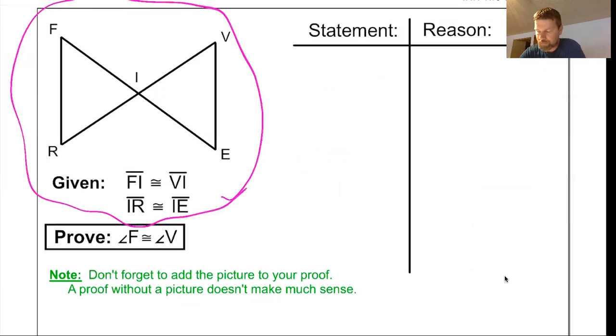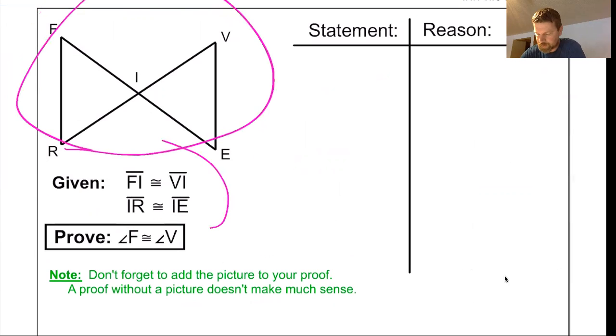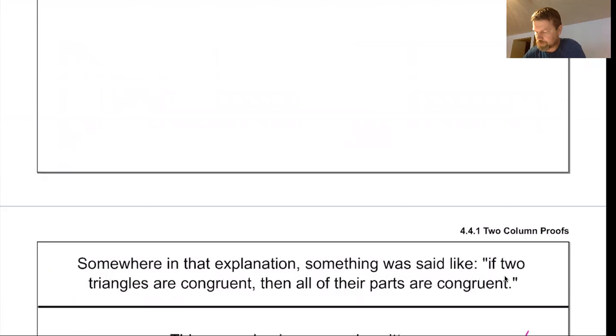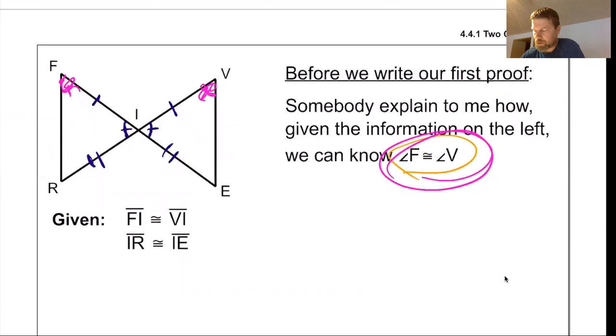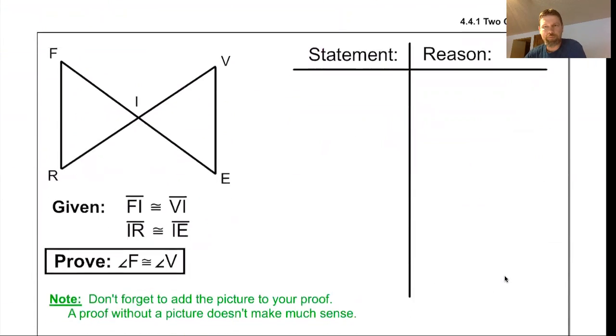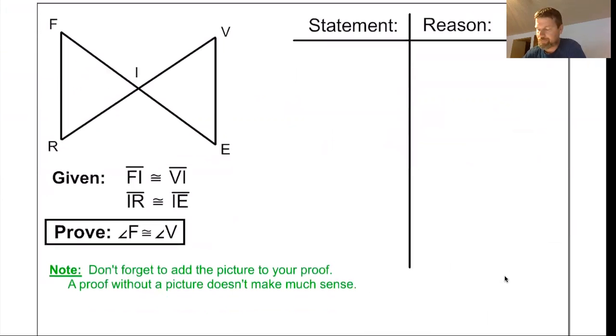So we're given some information. We're given a picture, we're given some given information, and we're going to prove that angle F and angle V are the same. This is the same proof we just talked through, right? It's the same proof we did right up there, but now we're actually going to write it out as a proof. With a two-column proof, you write what you know on the left side and why you know it on the right. One thing I know is FI is congruent to VI.